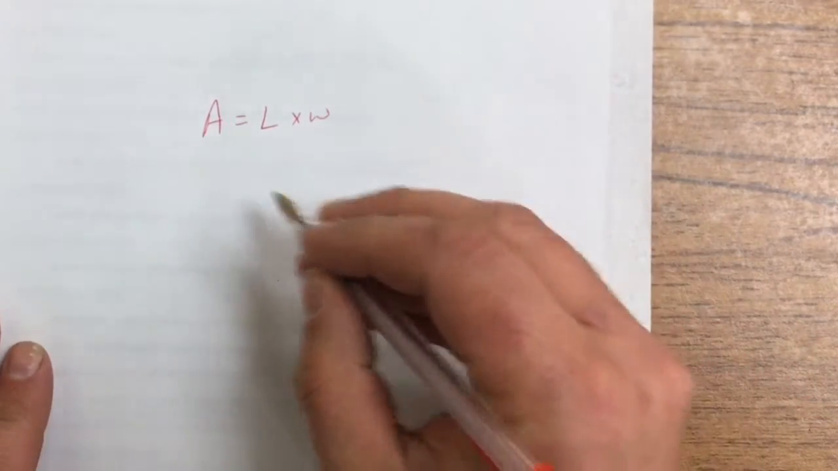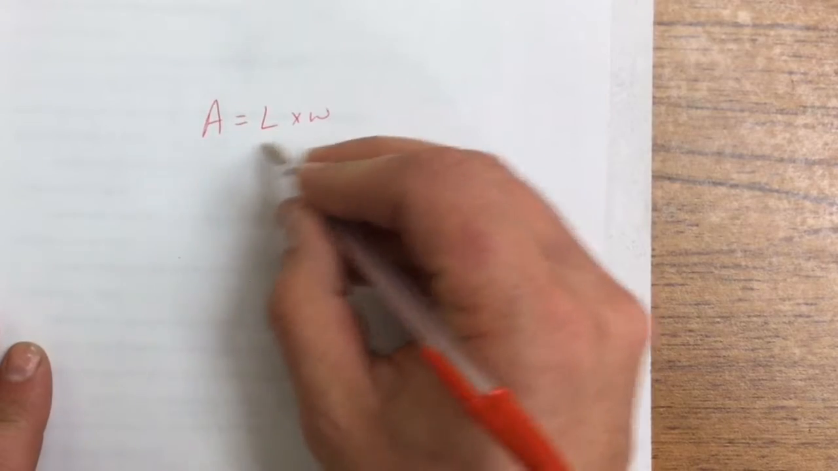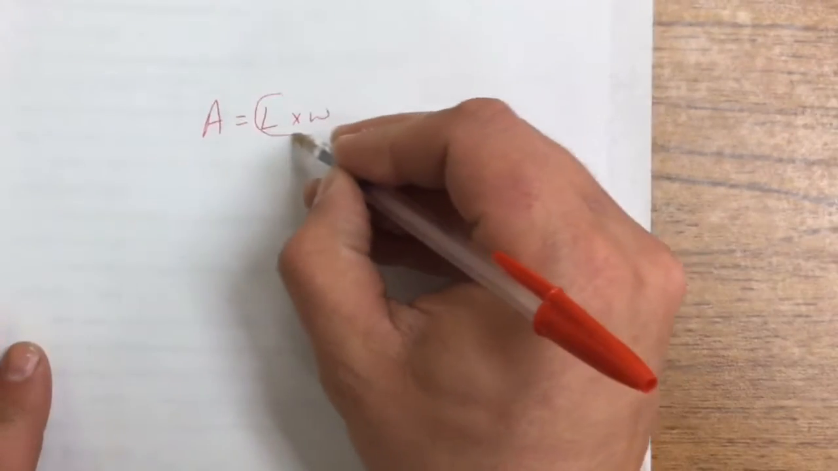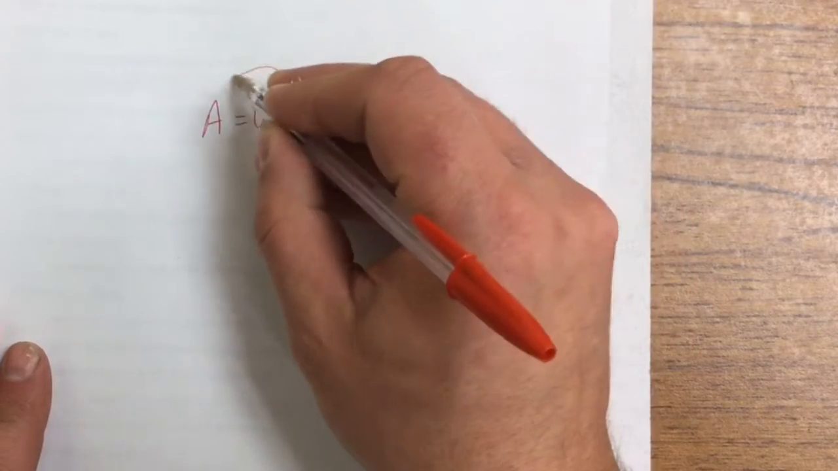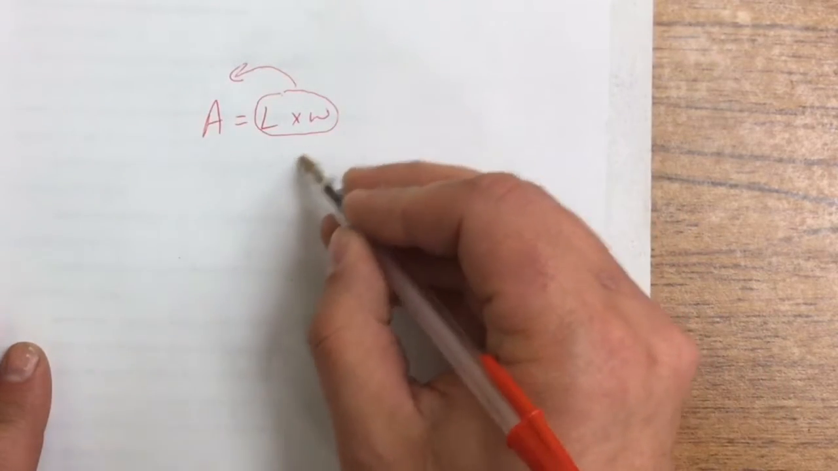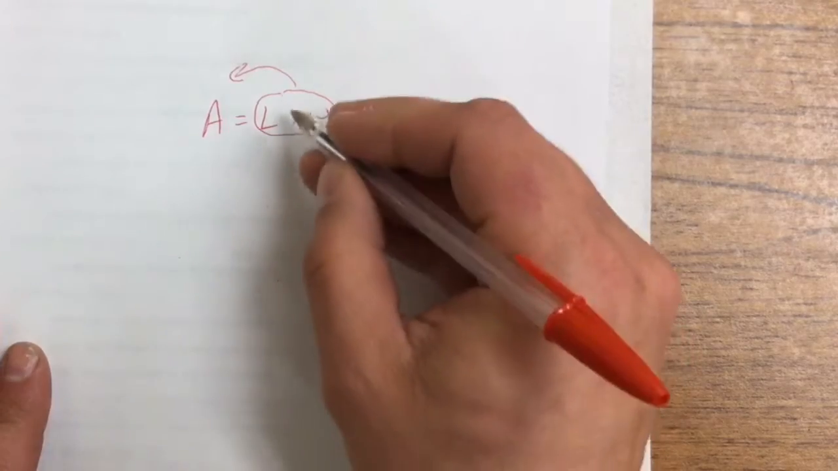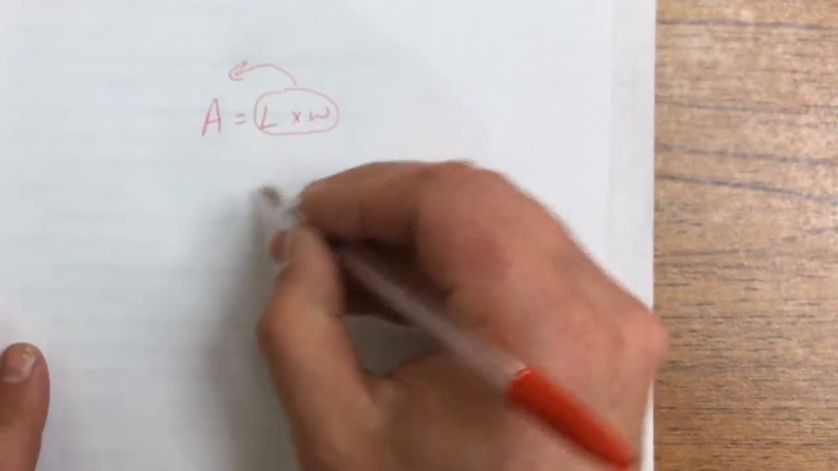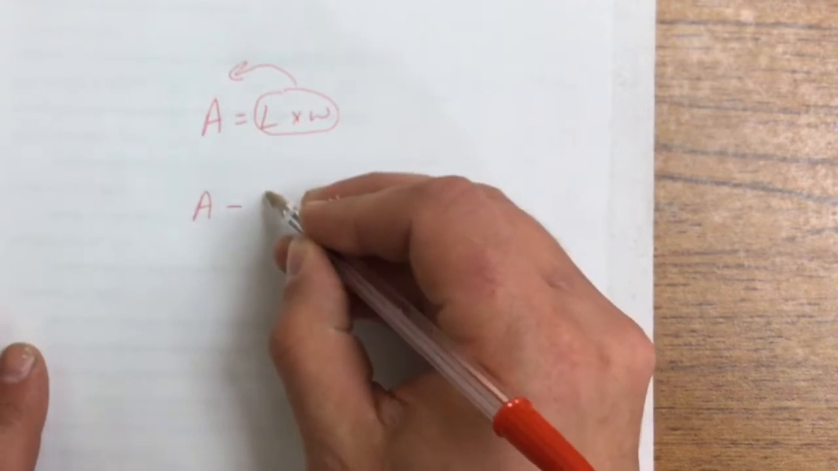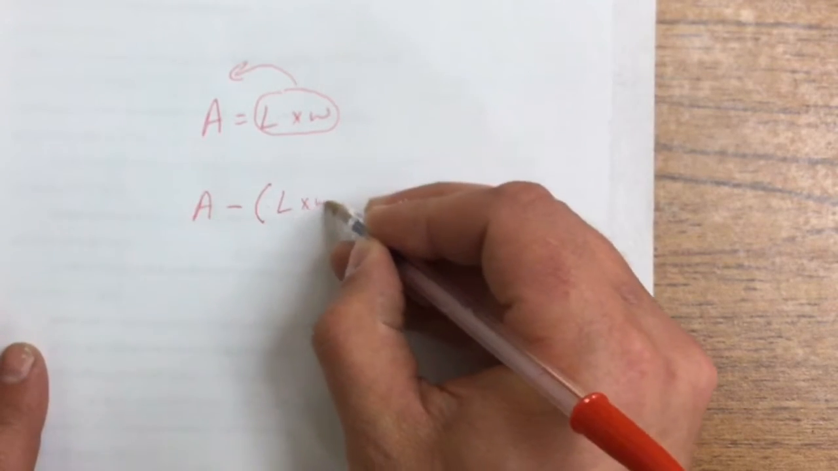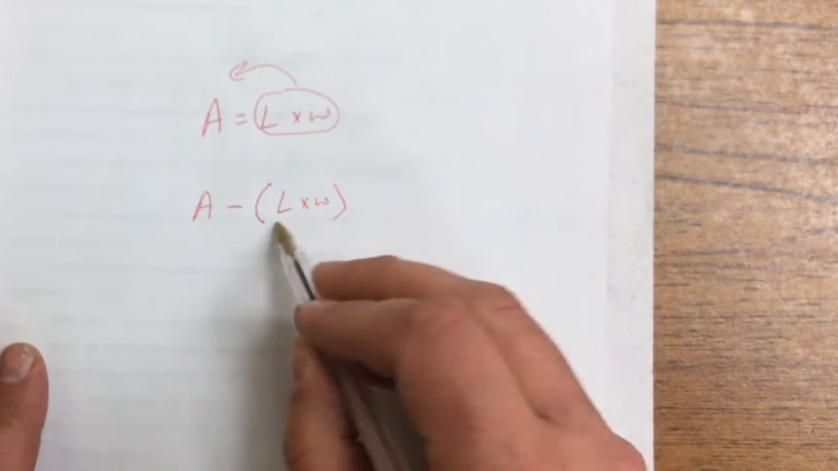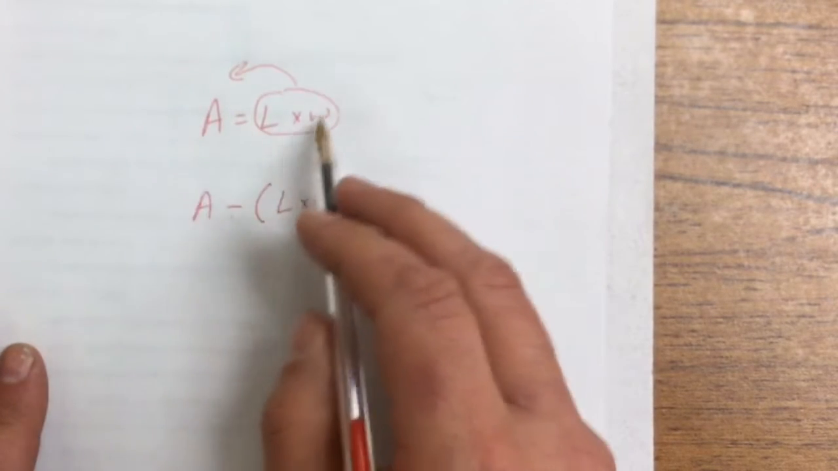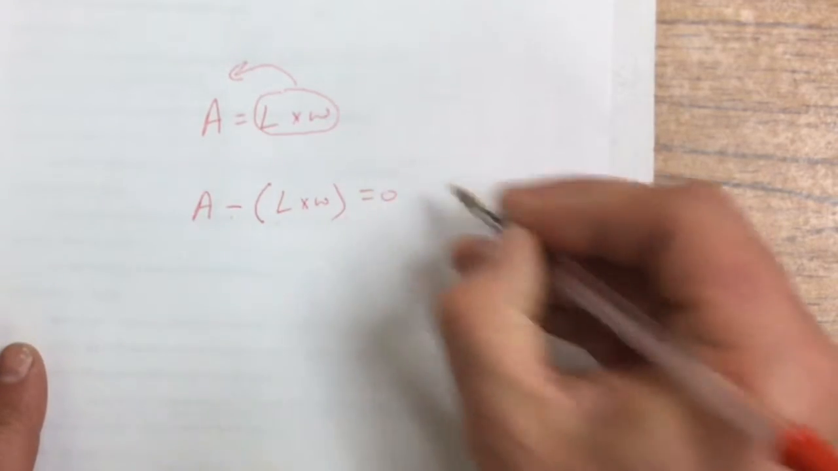Now the solver requires us to have one of these sides be 0. So the simplest way to do that is to say I'm going to gather this and move it to the other side and leave 0 on this side. And the way I move something to the other side, just that entire quantity, is to subtract it. So I'm going to say area minus the quantity length times width. Parentheses, very important here. We don't want to just minus L or minus W. We want to minus the entire right side is equal to 0.